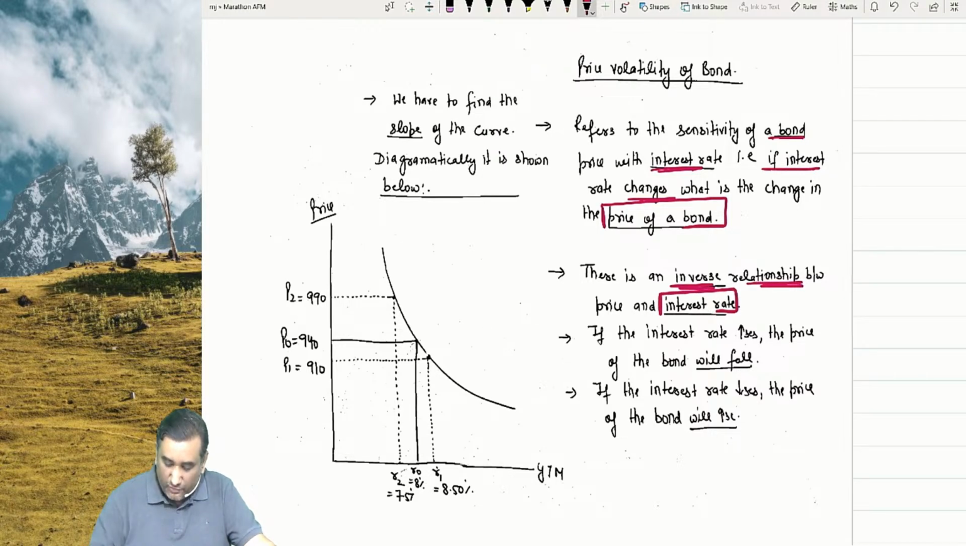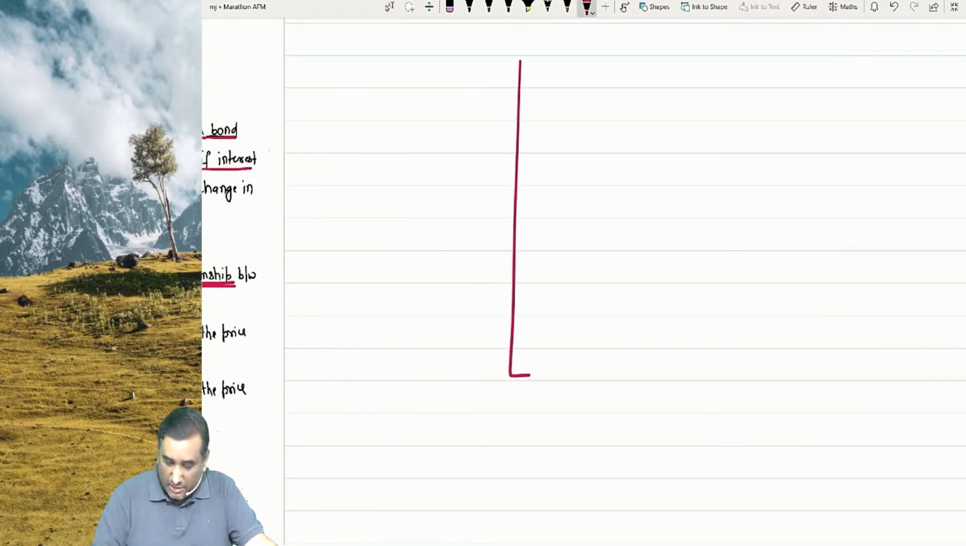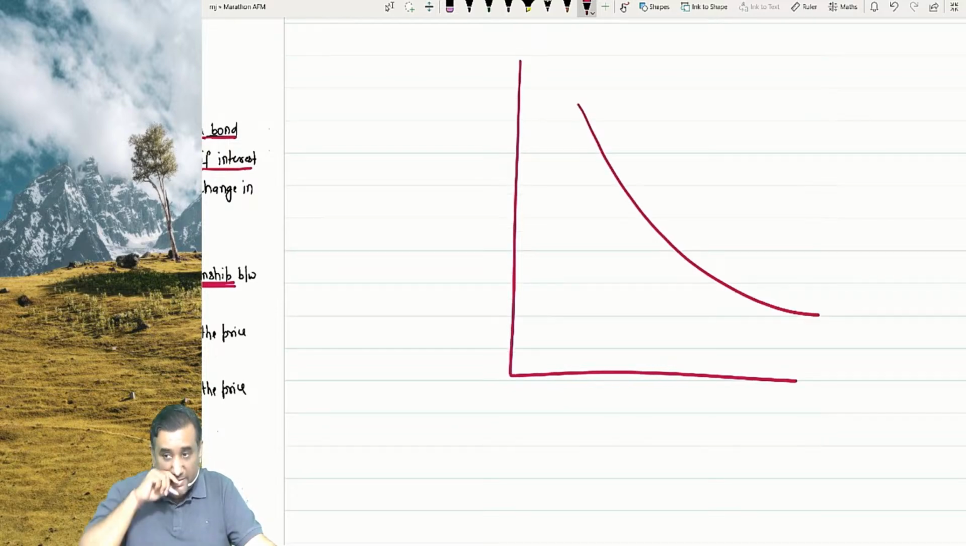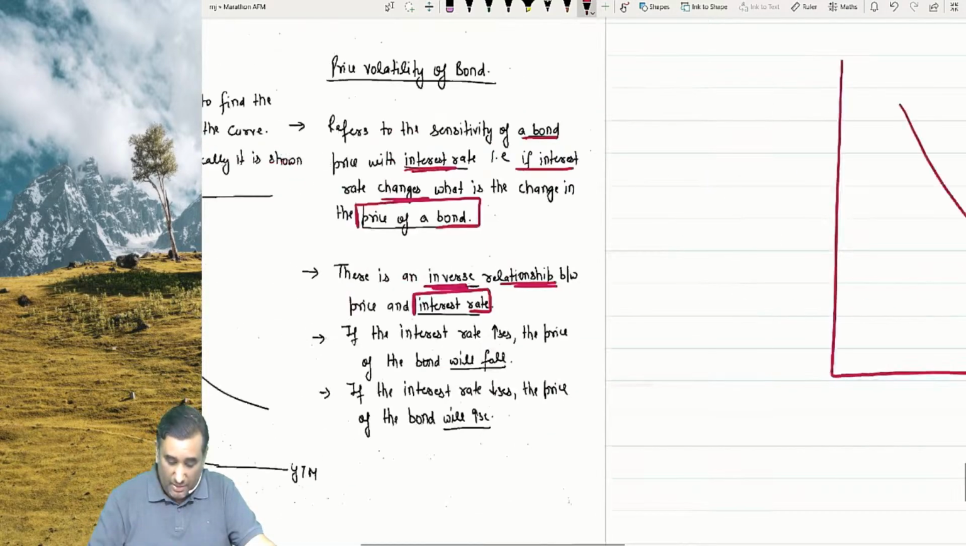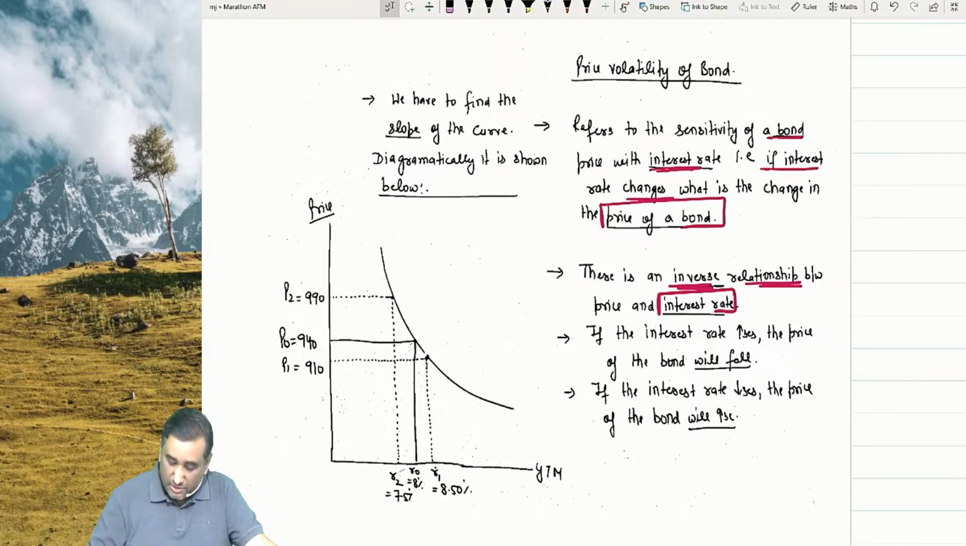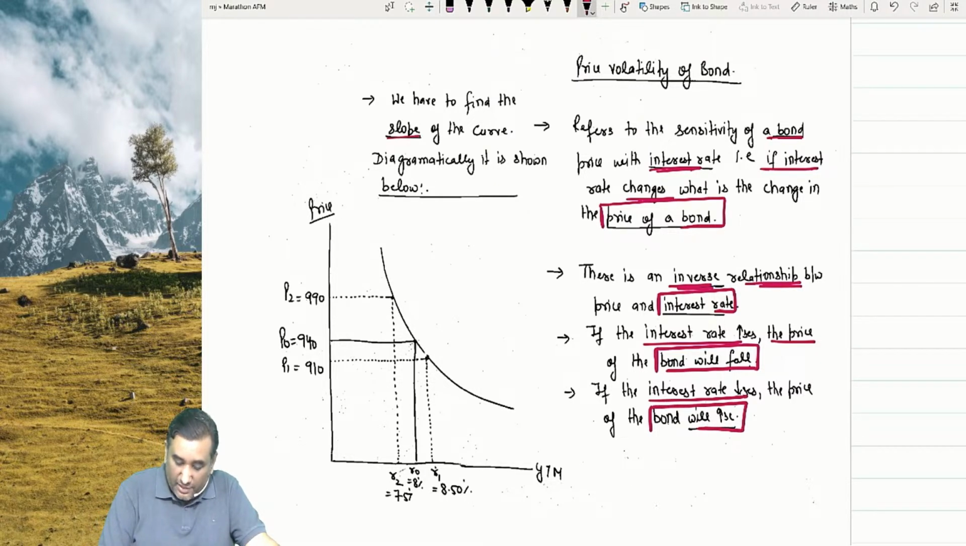If you look at this graph, if the yield rate changes, the price will move in the opposite direction. That's basically this graphical presentation. If the interest rate increases, the price of the bond will fall. If the interest rate decreases, the price of the bond will increase. We need to find the slope of the curve. Diagrammatically it is shown below.